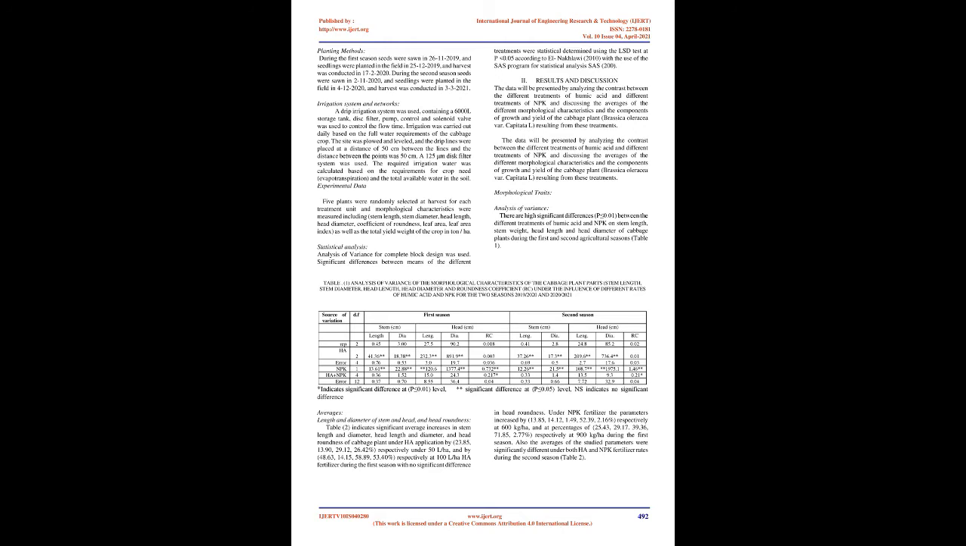During the second season, seeds were sown on February 11, 2020, seedlings were planted in the field on April 12, 2020, and harvest was conducted on March 3, 2021.